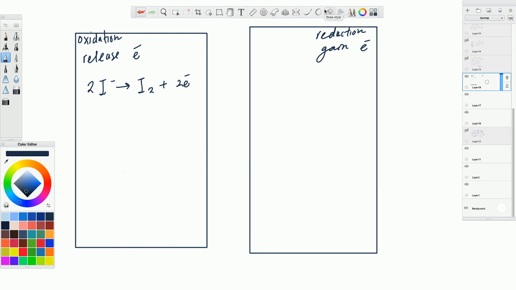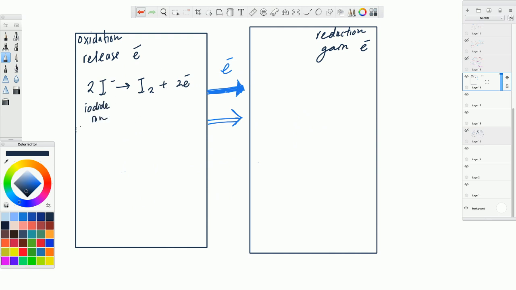Okay, so electrons always go this way. The one that release electron is oxidation. The one that gain electron is reduction. Some chemicals just love to release electron. Example, iodide ion.